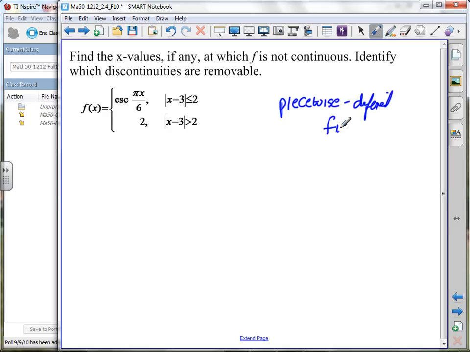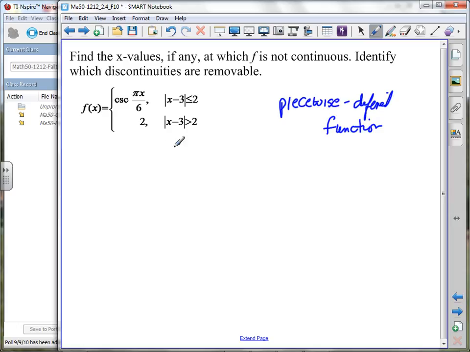Now, you've been working with some of these in your homework, so this should not be your first introduction to this. In fact, this class is not your first introduction to it. The name of that function tells you exactly what it is. It is a function that is defined in pieces. And we happen to have 2 pieces.